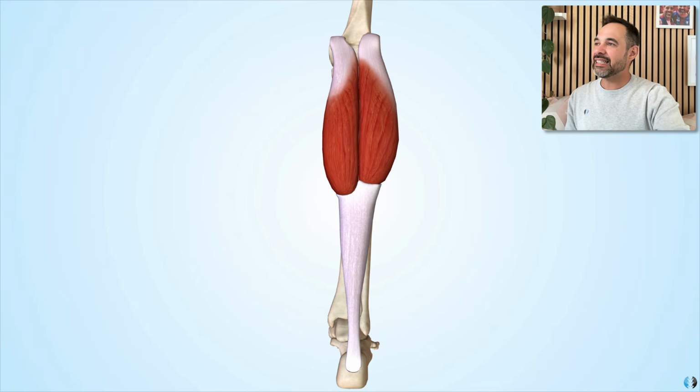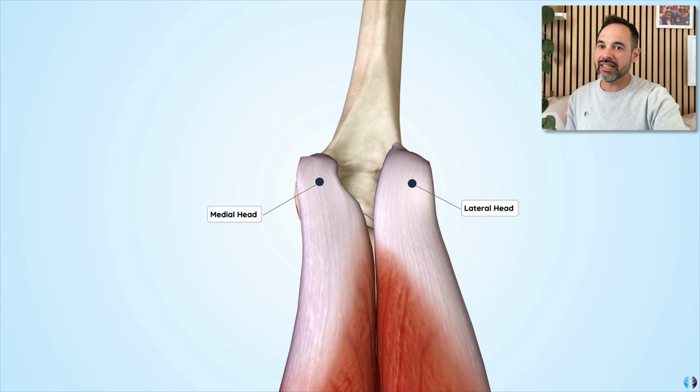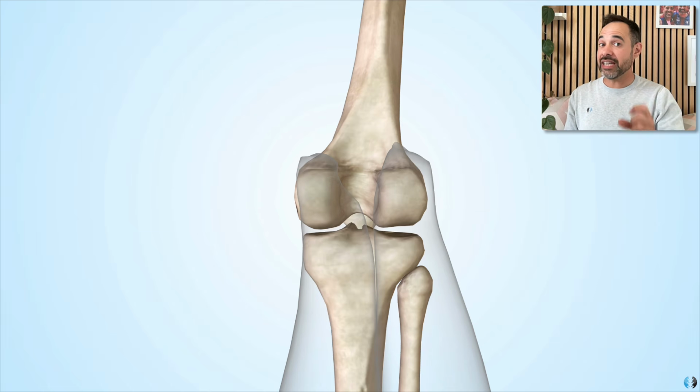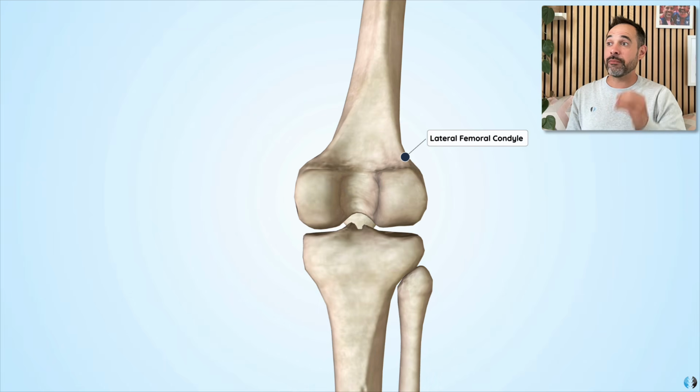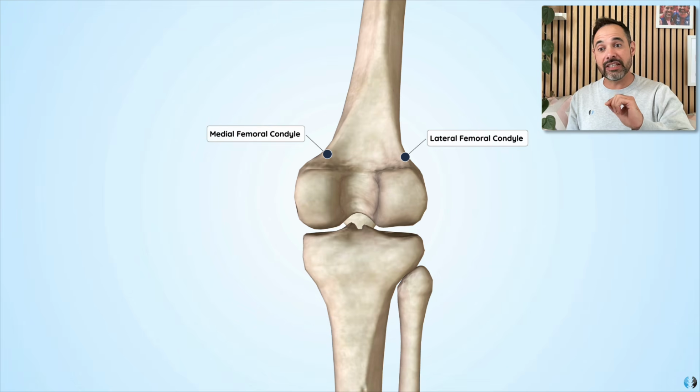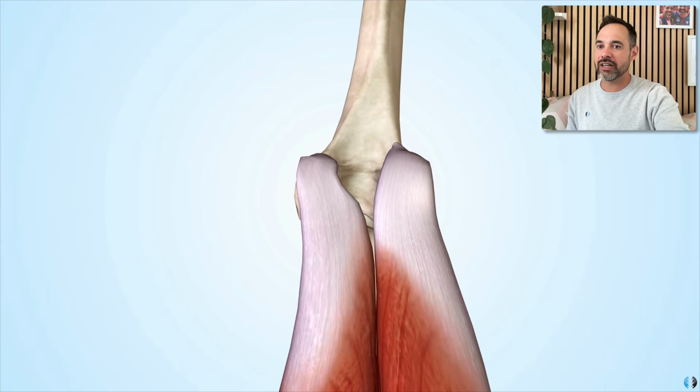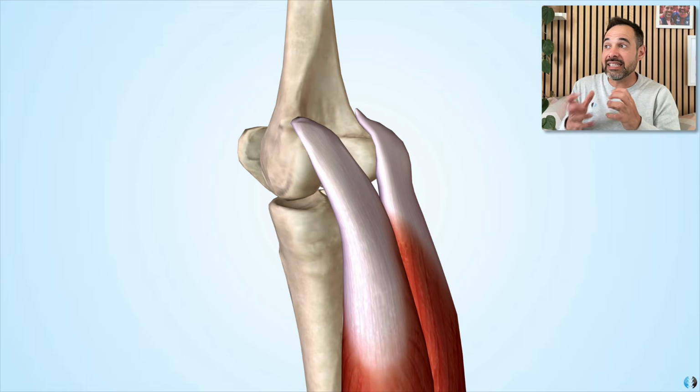So if we look at these heads at their origin points, we can see that both of them originate from the femur and that they cross the knee joint at their origin. We can see that the lateral head originates from the lateral femoral condyle on its lateral side, and the medial head originates from the medial femoral condyle on its medial side. And if we have another look at the muscle from this angle here, we can see how they run over the top of the condyles and then cross over the knee joint.